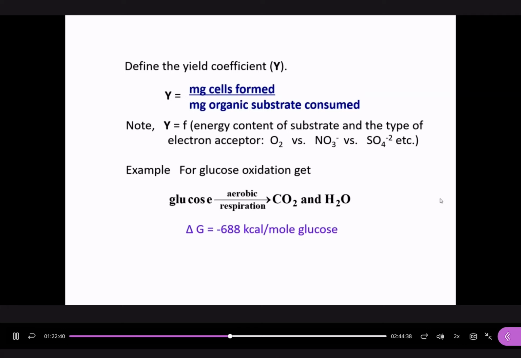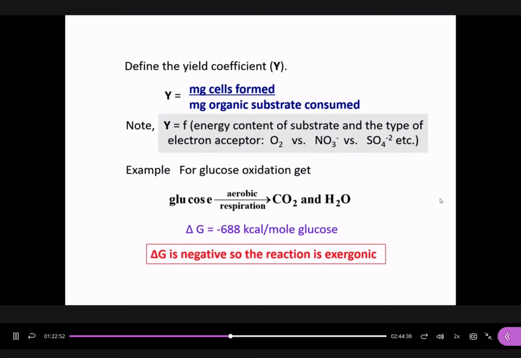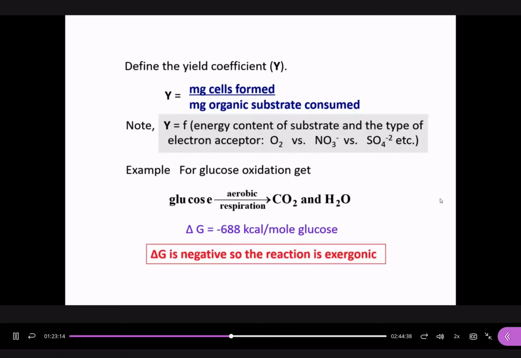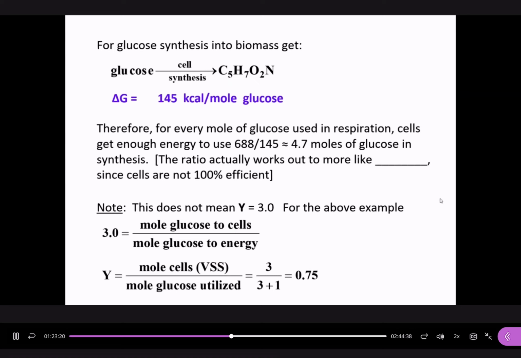And yield is a function of the substrate and the electron acceptor. We have one example, glucose oxidation. This is thermodynamics. Delta G is negative, so the reaction produces energy. And for cell synthesis, it consumes 145 kilocalories per mole of glucose. One mole of glucose produces this much energy, and for cell synthesis it consumes only this. So how many moles of cells can be synthesized by utilizing 1 mole of glucose? This number, 688 over 145, is 4.7 moles, from an energy balance perspective.